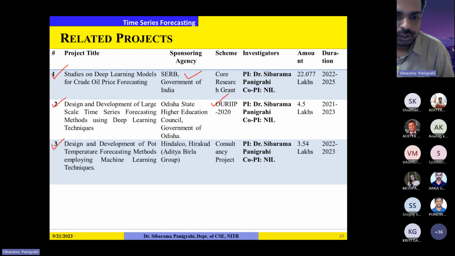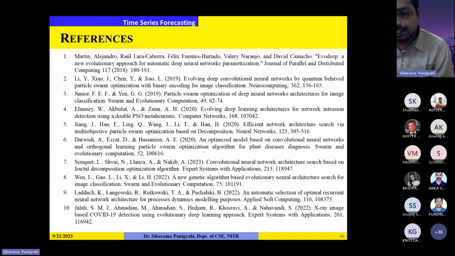And another project has been sanctioned, but till date I haven't started it. This is a consultancy project from Hindalco to predict the pot temperature, the pot where the bauxite is converted into alumina. A certain range of temperature needs to be maintained in that pot. My job is to predict whether the temperature will be more than that range or less than that. If it will be more, they will take necessary action so that it comes down to that range, or if it will be less, they will add something so that it goes to that range. So these are the references that you can refer.